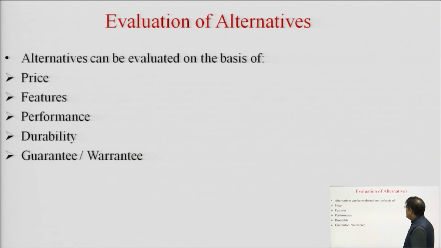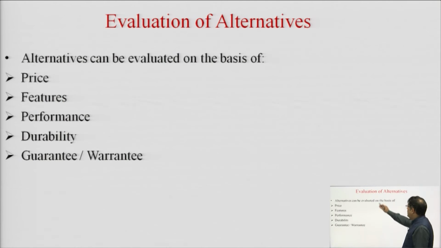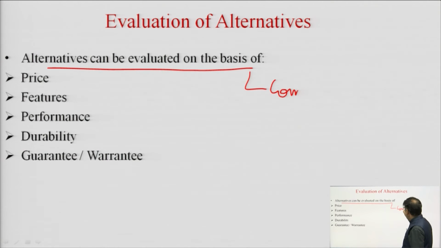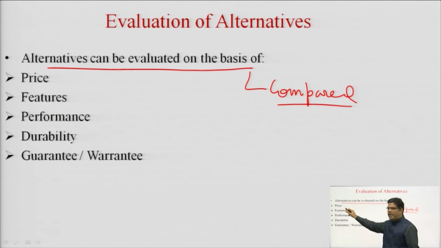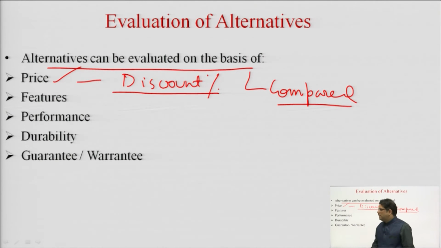After the information gathering, the next step that the person moves on to is evaluation of alternatives. In the evaluation of alternatives phase, the alternatives or the various brands are compared, and these are compared on the basis of price, which also means that it can be compared on the basis of the percentage discount being offered. The brands or the products can be compared on the basis of features.